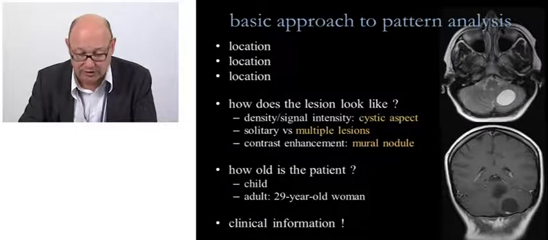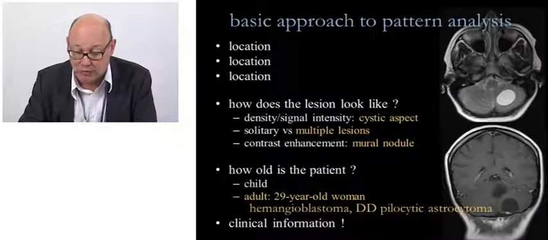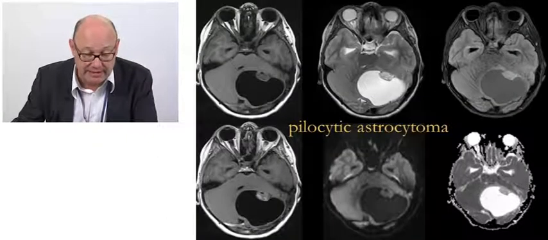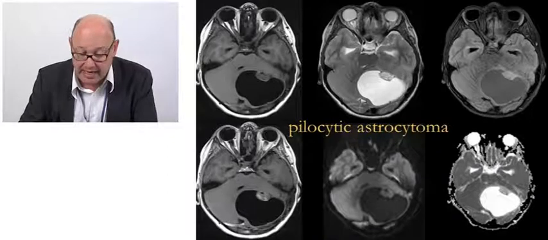So, if we fit all this information together in an adult, the first differential diagnosis would be hemangioblastoma. It's a cystic tumor with a mural nodule. If this had been a child, the first differential diagnosis would have been a pilocytic astrocytoma. As you can see in this case, this is another patient, a young child, where you see a cystic lesion with a nodular component in the wall of the cyst. It shows some enhancement after gadolinium injection. This is an example of a pilocytic astrocytoma.